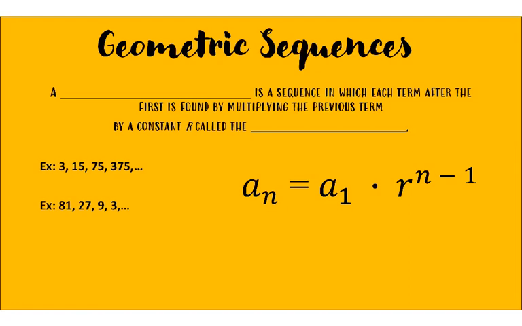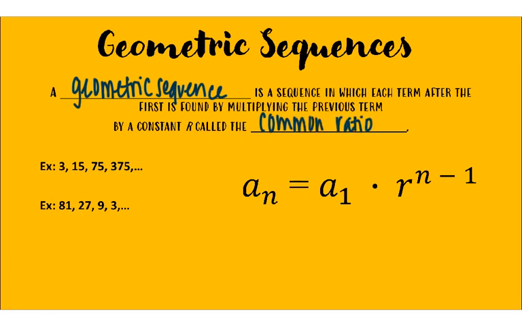In this video, we are going to identify terms of geometric sequences and write a formula for the nth term of these sequences. A geometric sequence is a sequence in which each term after the first is found by multiplying the previous term by a constant, which we'll call R, the common ratio.